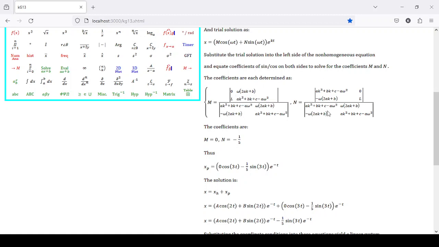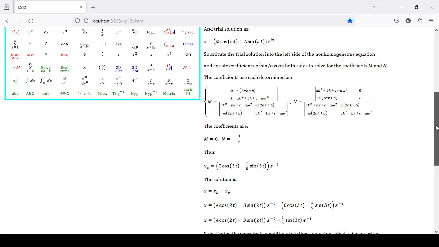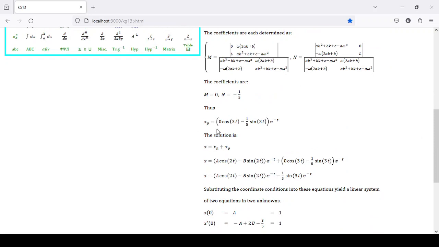But as it is given here, it is given for the case where k is not a root of the quadratic. Okay, so we have determined therefore our particular solution here, which is that. So the complete solution is homogeneous plus particular, which is a cos 2t plus b sin 2t, e to the minus t, plus 0 cos 3t minus 1 over 5 sin 3t, e to the negative t. Simplification gives us this as your answer.